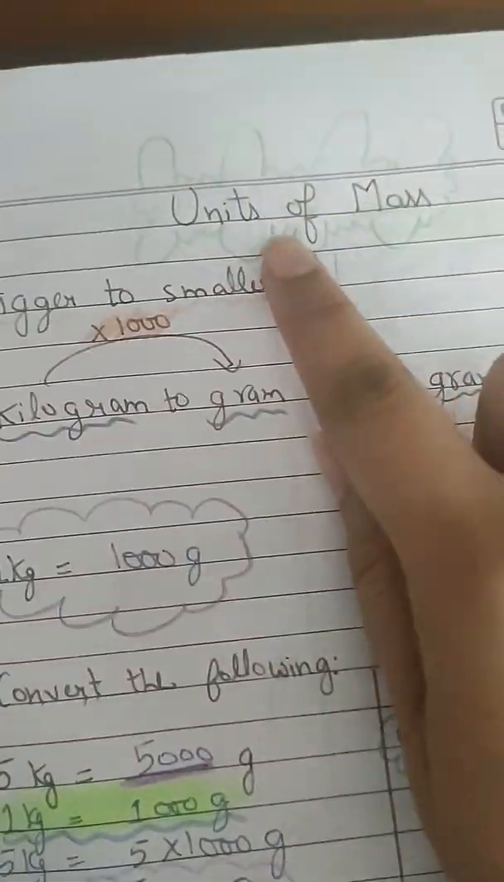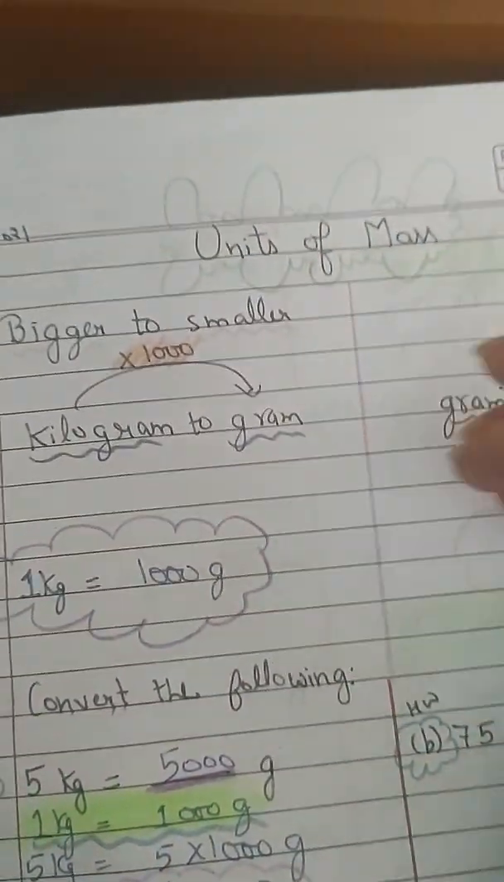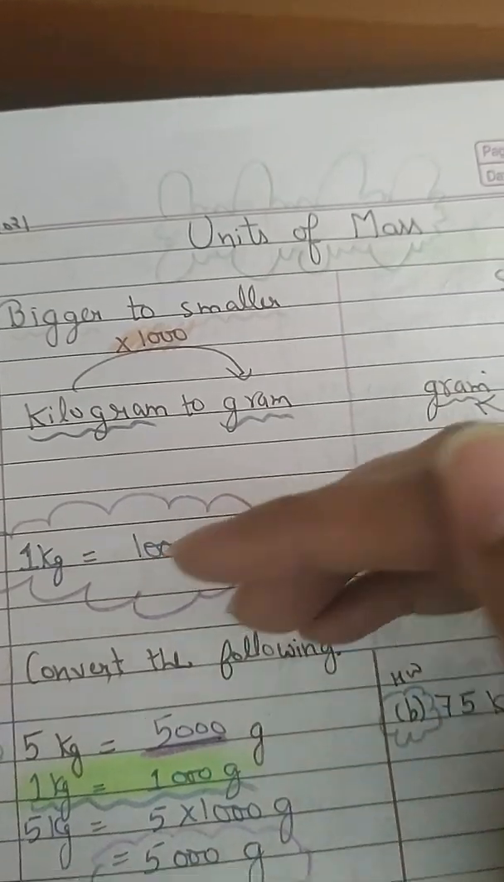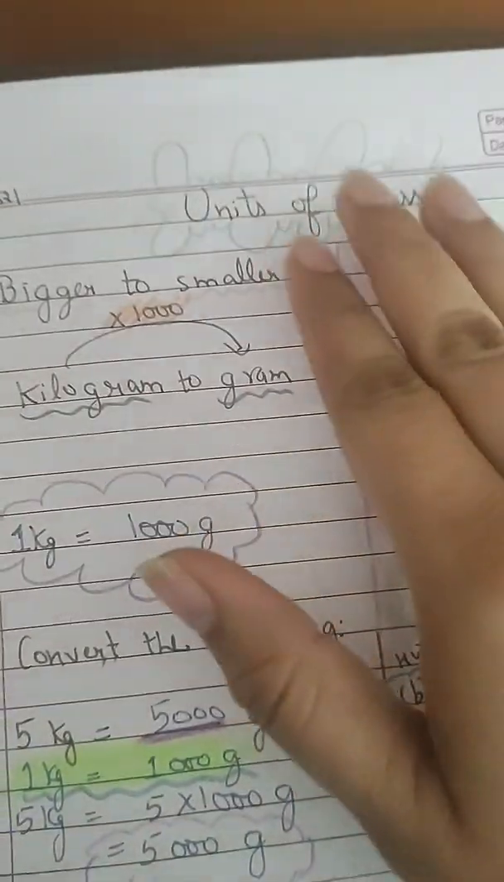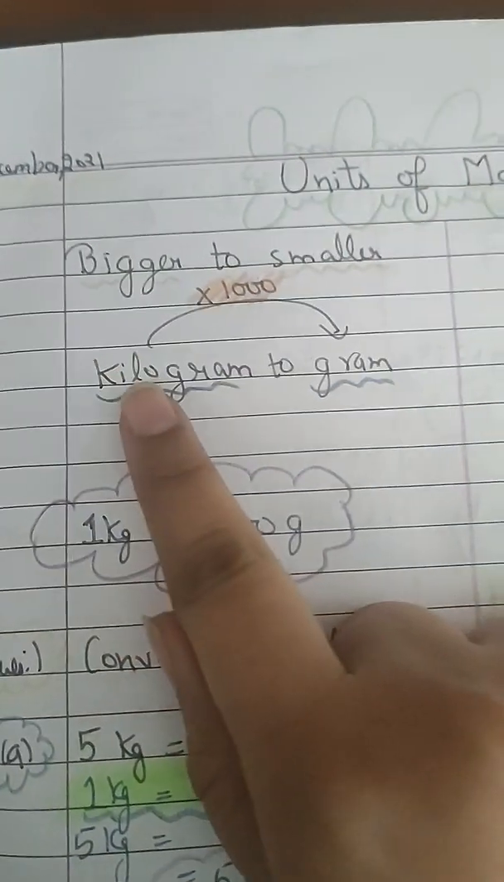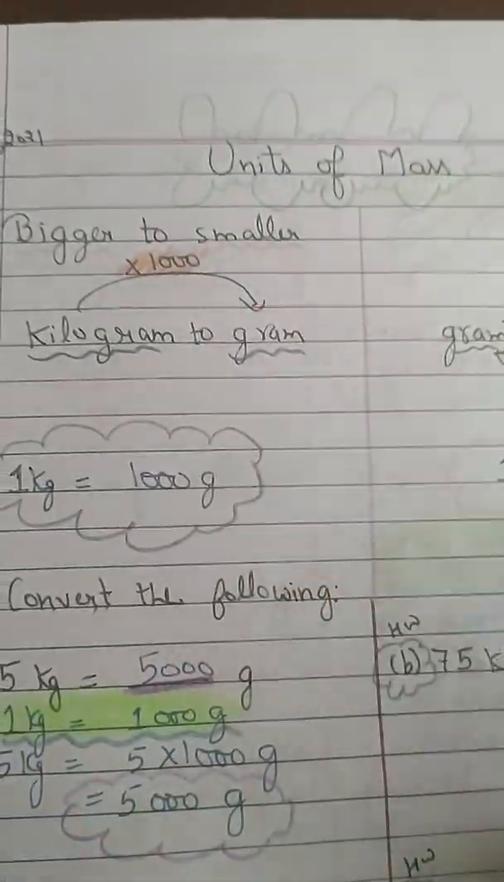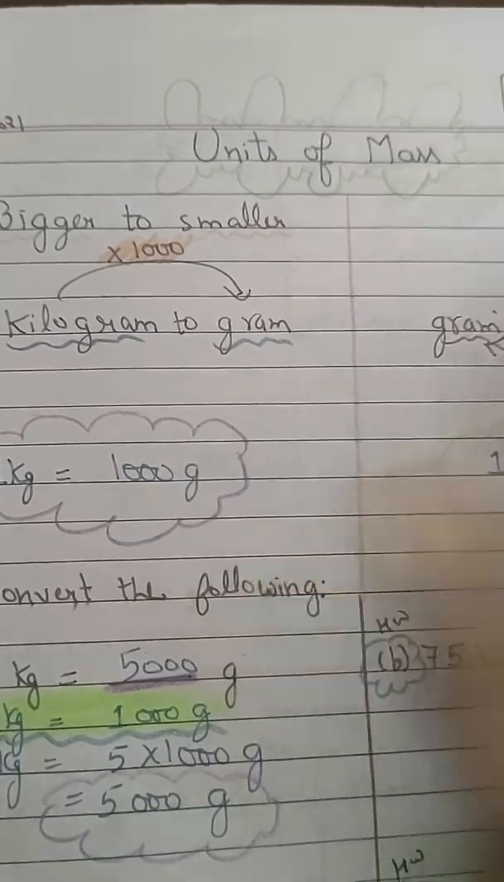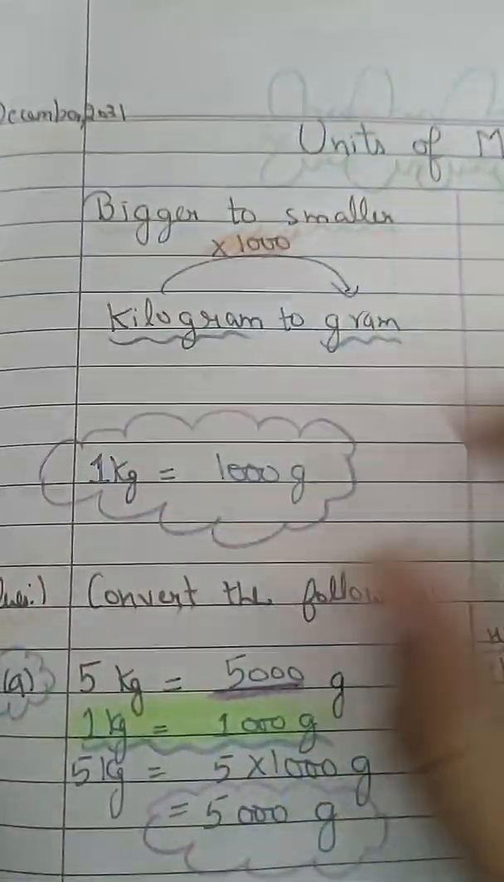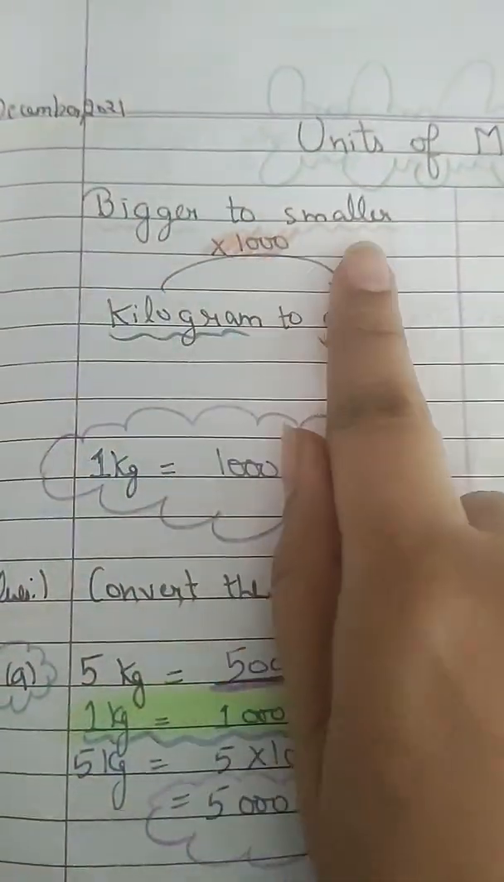Students, look, earlier in unit of length we have used many units. For example, kilometer, meter, centimeter, millimeter. But in unit of mass in your book there are only two units given, kilogram to gram and gram to kilogram. Okay, means kilogram and gram units are given. So we are going to understand these two, how to change these two.